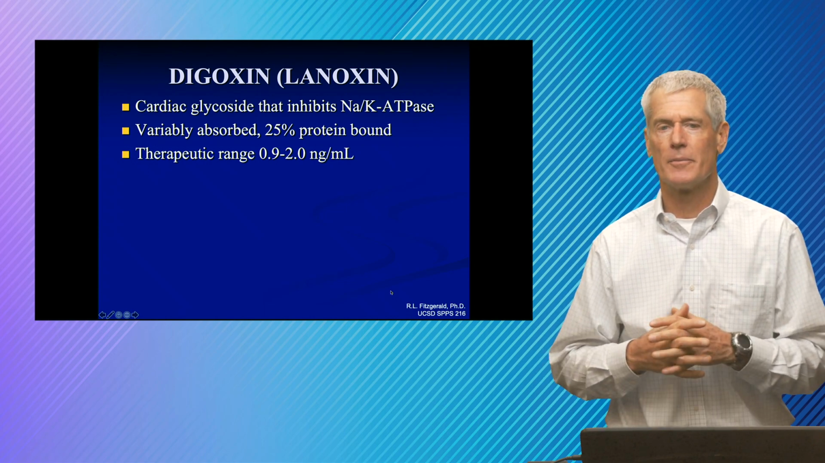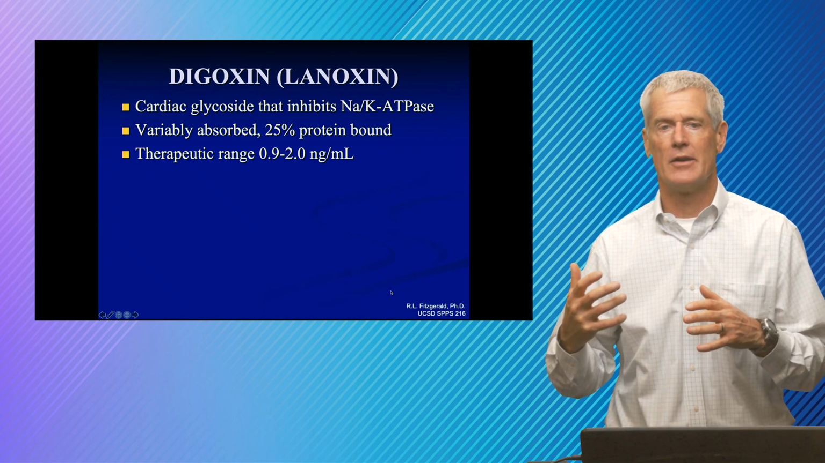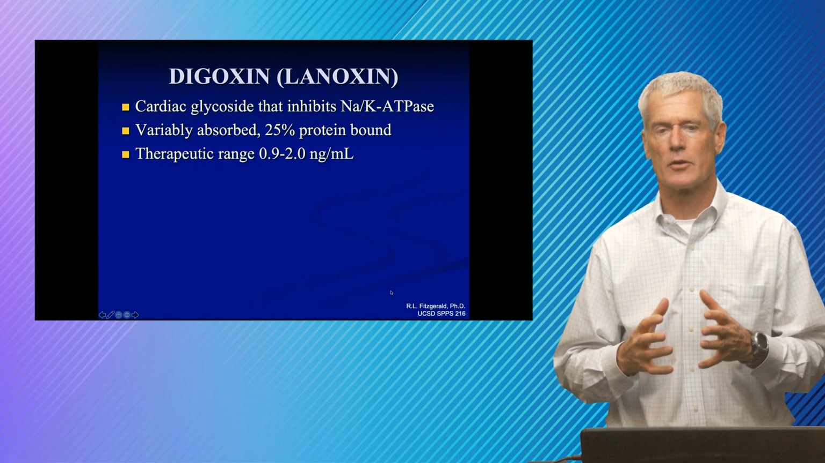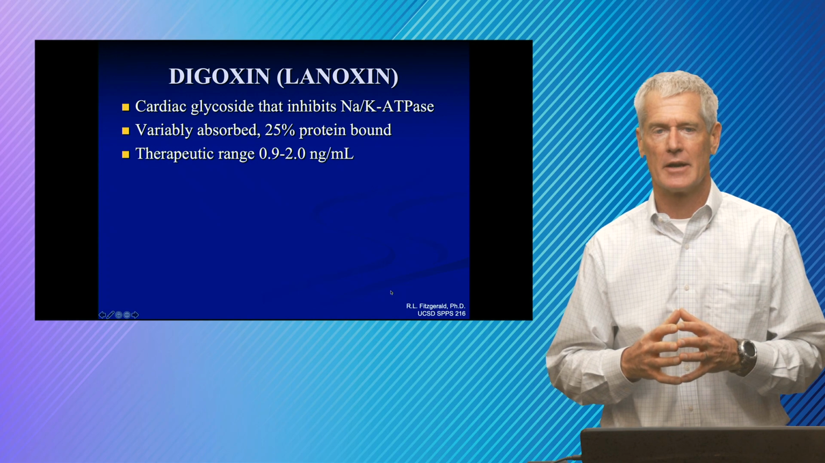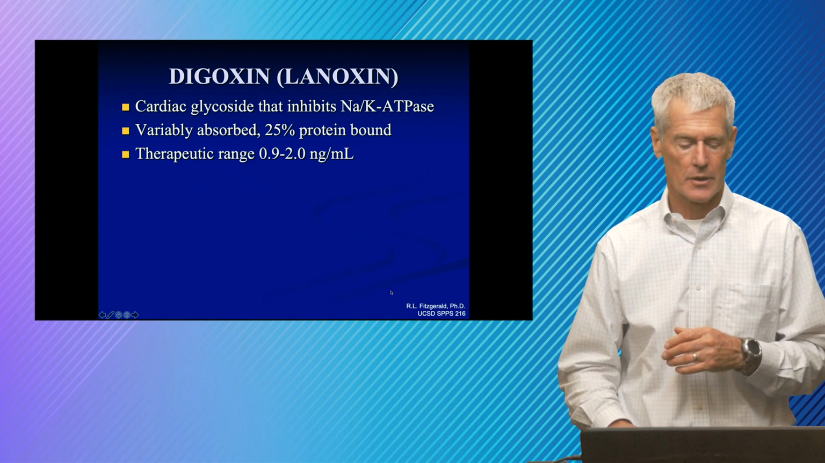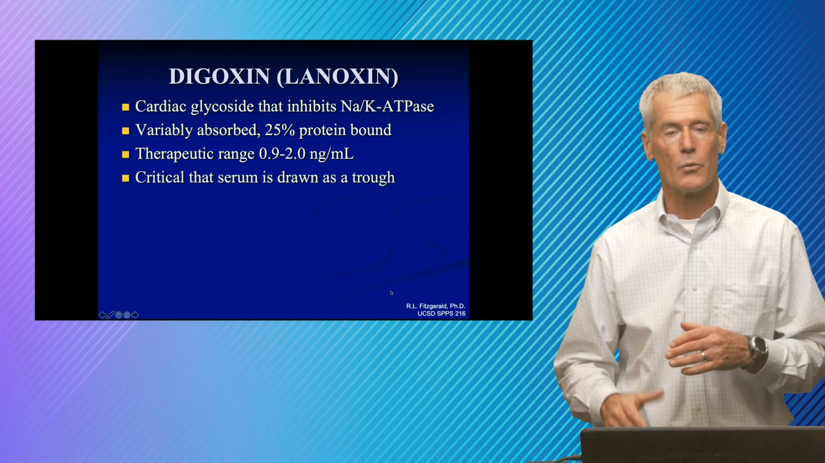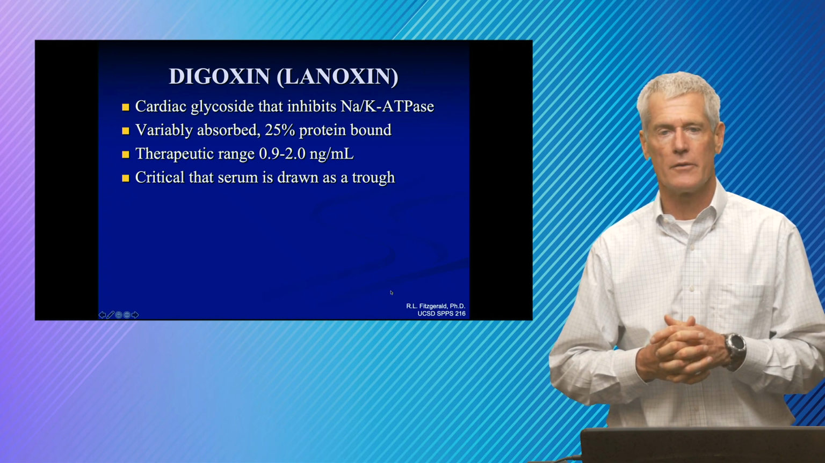It's also difficult to measure. There are some endogenous substances that sometimes cross-react with immunoassays that can give you false results. So it's really important to draw this as a trough.